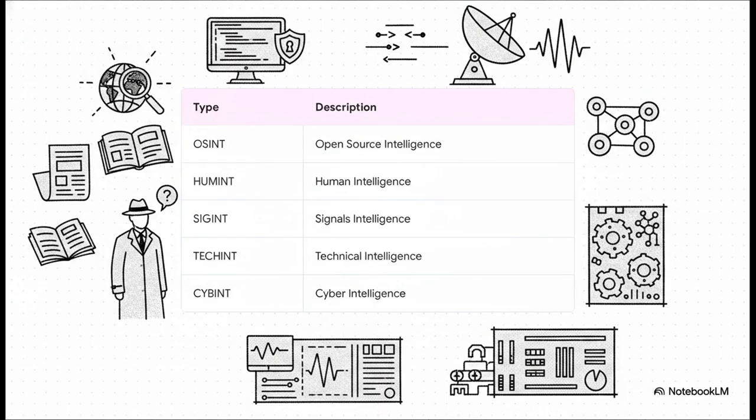You've got OSINT, that's open source intel from public data. Then there's HUMINT, your classic human intelligence from agents on the ground. SIGINT is next, for intercepting communications. Then you've got TechInt, which analyzes foreign tech and equipment. And finally, CyberInt, pure cyber intelligence. So basically, nothing is off limits.